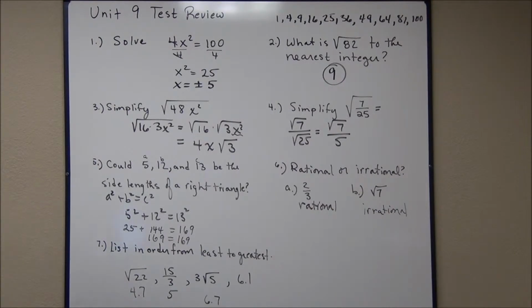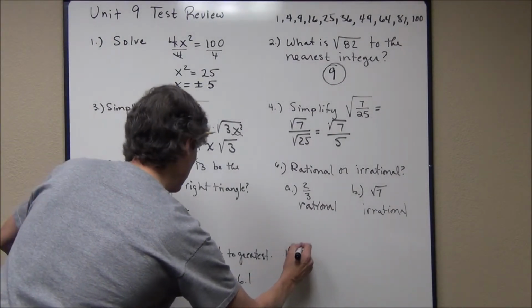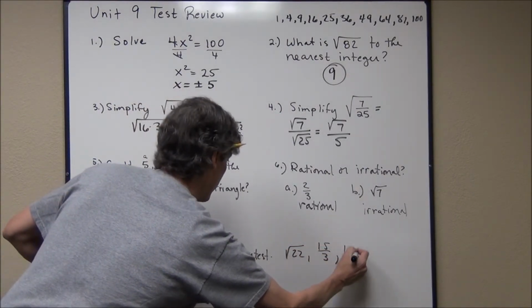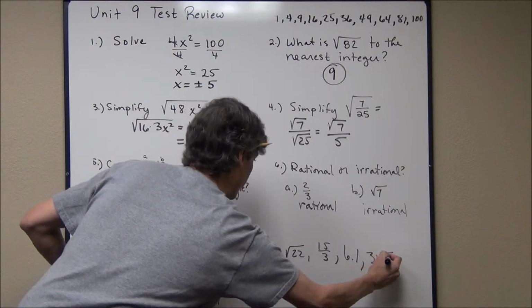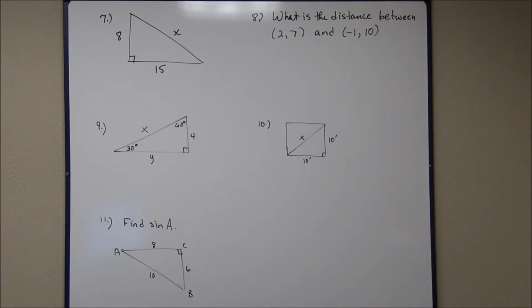So in order from least to greatest, well, I just have to flip these two around. It would be the square root of 22, 15 thirds, 6.1, and 3 square roots of 5 in order from least to greatest. Okay, here's a few more problems.